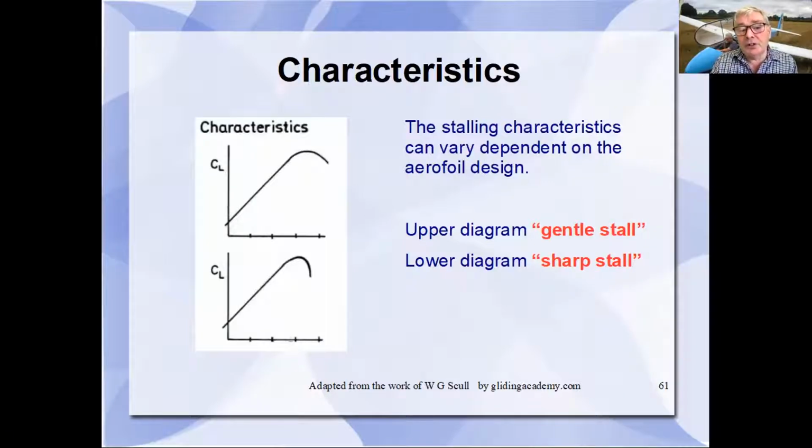We talk about the characteristics of a stall and we refer to them in terms of sharp stalls or gentle stalls. So we'll just take a moment to look at what we mean. A gentle stall is illustrated in the top diagram, and you can see that there isn't such a sharp drop away of lift as the angle of attack is increased at the top end of that graph. Whereas in the lower graph, you can see it's a much sharper drop away of lift, and that's really what we mean when we talk about gentle or sharp stalls.